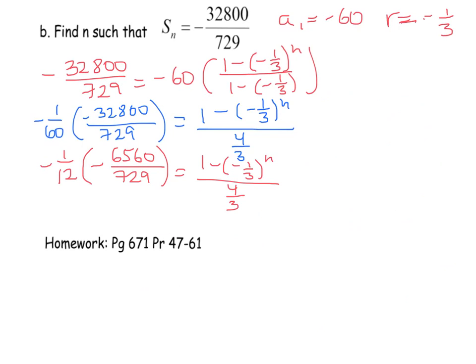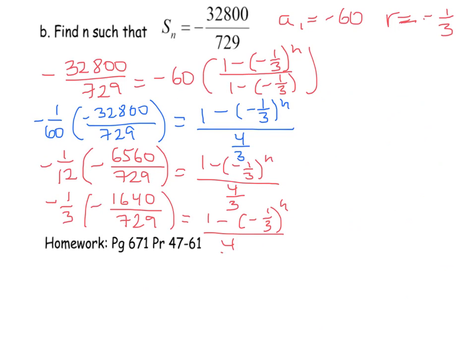And if I look at the left hand side, I know I still can simplify by 4, so I'm going to get negative 1/3, and if I divide 6,560 by 4, I get 1,640, negative 1,640 over 729, and that will equal 1 minus negative 1/3 to the n over 4/3.